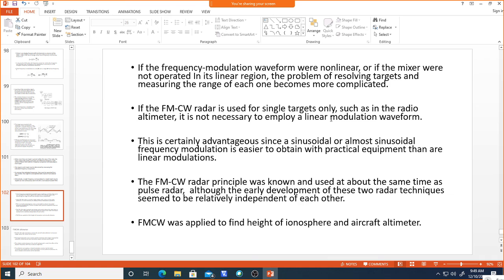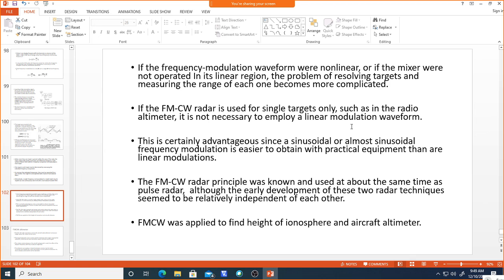So where can we use this FMCW radar? It is used for single targets. If we want to measure the range and Doppler accurately, we use a single target. And if we have proper target resolution, then we can use multiple targets, such as in the radio altimeter, which detects the height of the target. It is also not necessary to employ a linear modulation waveform, so we can use different modulation techniques like sine or triangular.